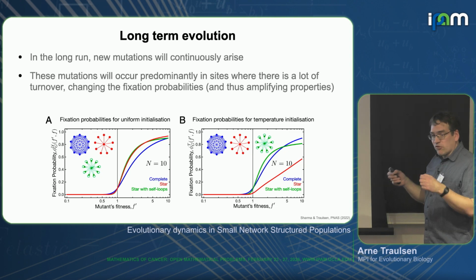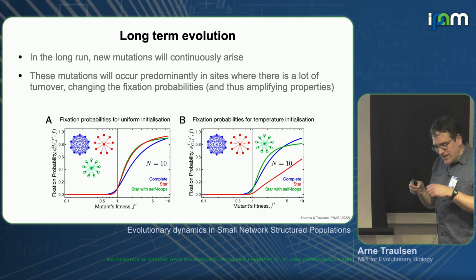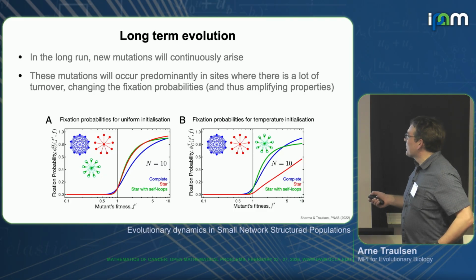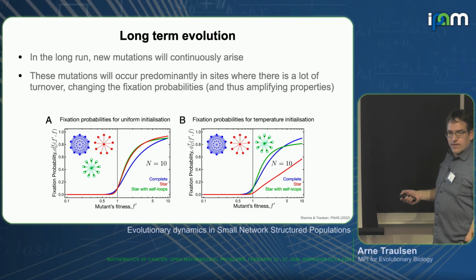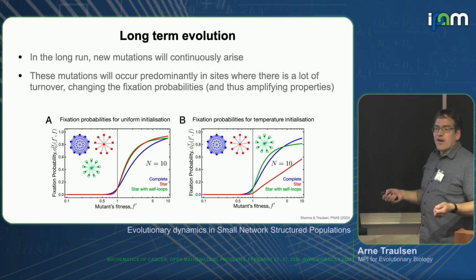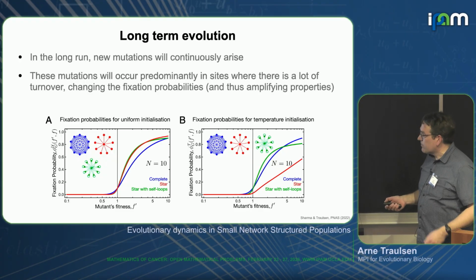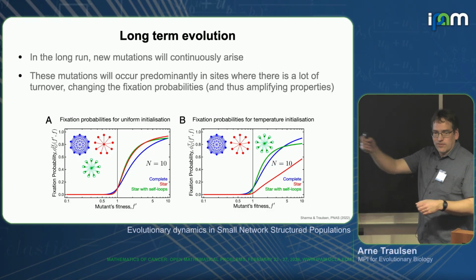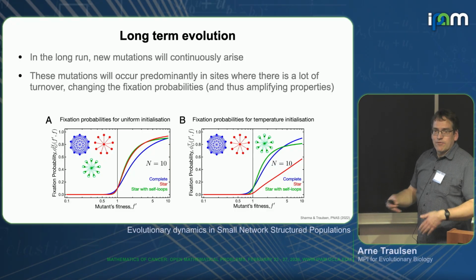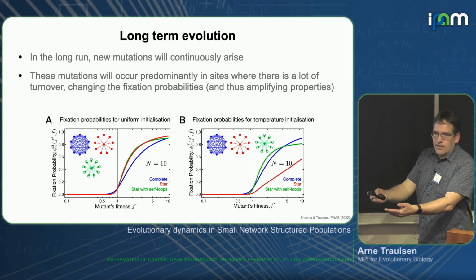But if you instead do temperature initialization, then the star graph suddenly is always below. So suddenly now the star is very bad at fixing mutations. And that is because all the mutants tend to arise in the center, and the center is always replaced if you select a leaf node. So basically, if you have a mutation arising in the center, it's almost immediately dead.